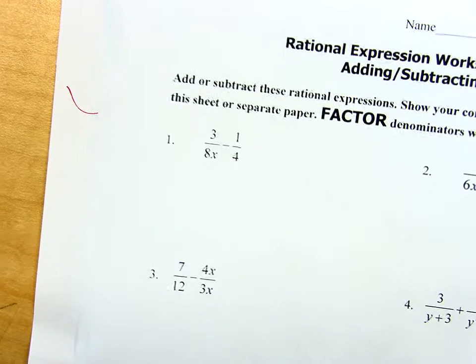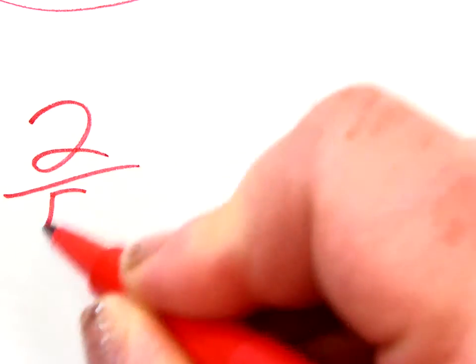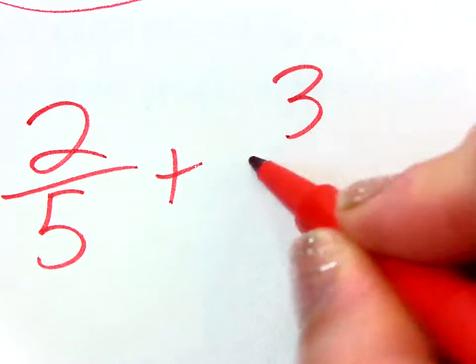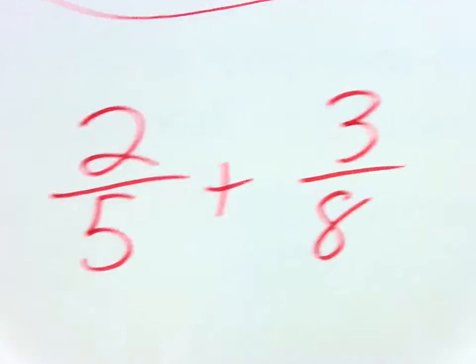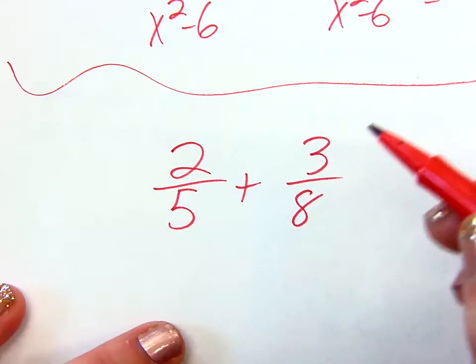So let's take a look at this first one. I do not have common denominators. Actually, before I do that, let me just rewind. Say I wanted to add these two together. If they don't have common denominators, actually, hold on. Let me change it. Sorry.